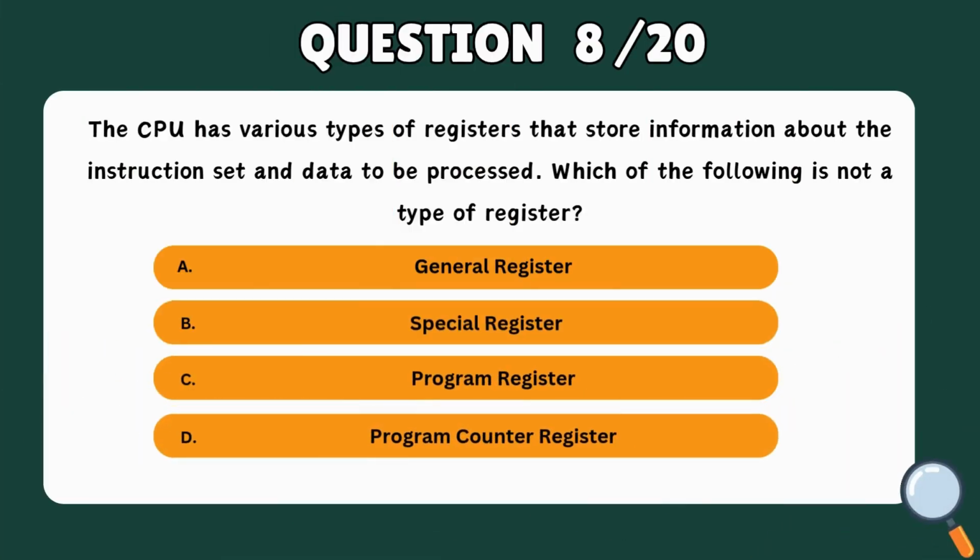Question 9. The CPU has various types of registers that store information about the instruction set and data to be processed. Which of the following is not a type of register? A. General register. B. Special register. C. Program register. D. Program counter register. Correct answer. C. Program register.